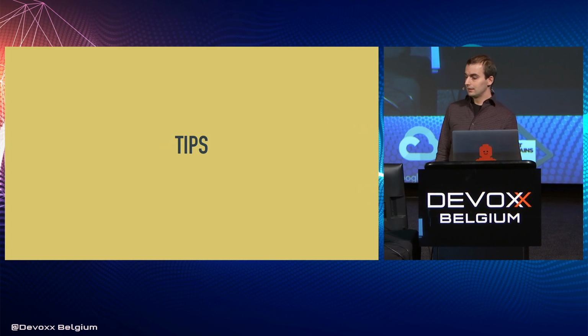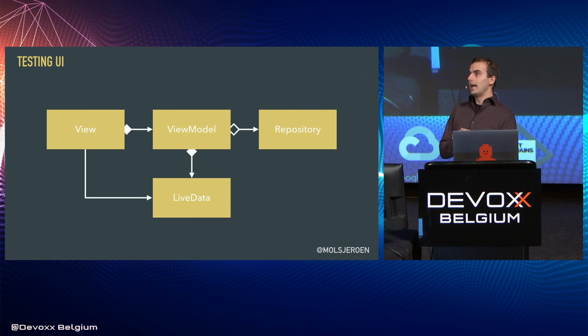So, tips. Imagine if you have an application and it has some kind of UI. How do you test the UI layer? Well, my answer to that is simple. You don't. What you can do is dumb down the UI so there's hardly any logic in it. This is now again a bit Android specific, but I think you catch the drift.